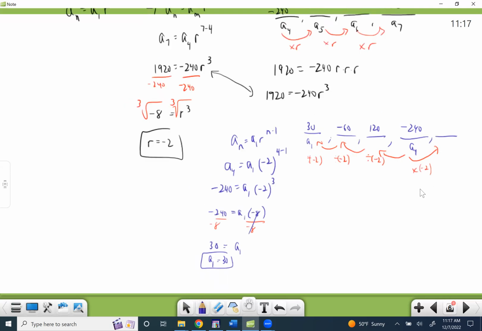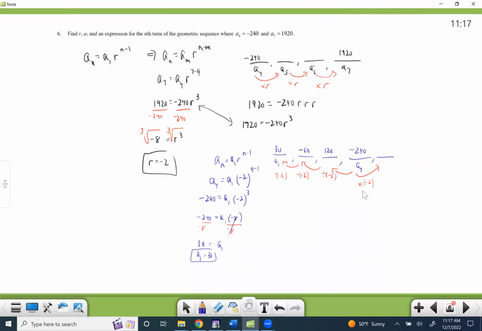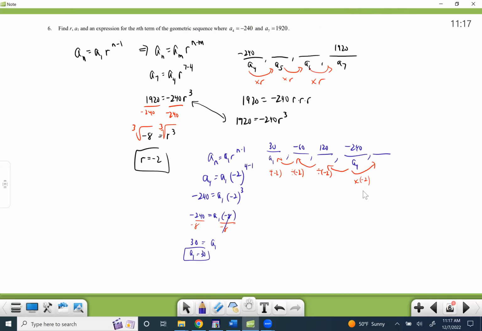Now remember, we have to have these formulas though, because what if there's a massive difference? What if I had to divide by negative 2 like 20 times because it gave me the 21st term, and I have to go all the way back to the first term? That'd be super annoying. And that's when the formula comes in as being something that I might want to use.